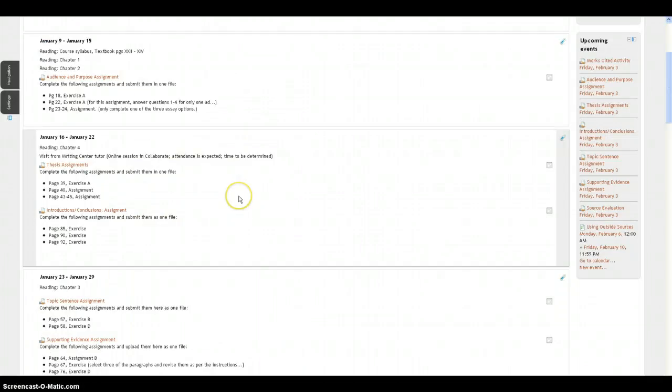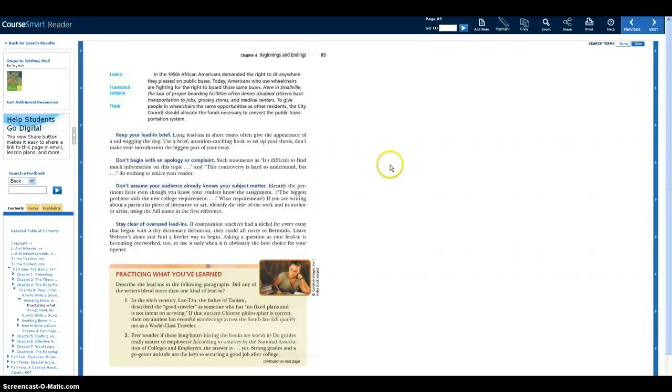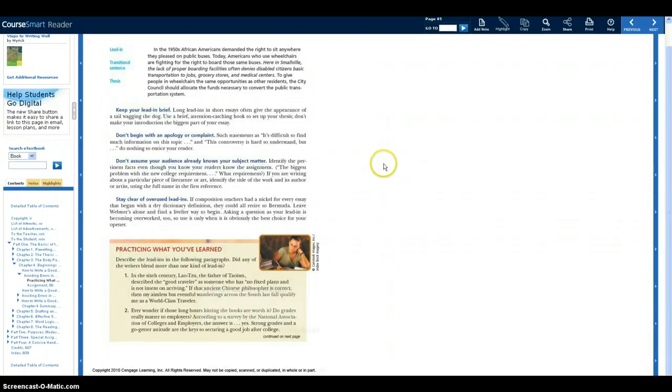Lastly, we have the introduction and conclusion assignments on pages 85, 90, and 92. Let's go to page 85. Okay, in this assignment, basically you're going to use the ideas of the lead-ins that we talked about earlier in the chapter, and you're going to identify what is the primary or most specific lead-in strategy that they're using.